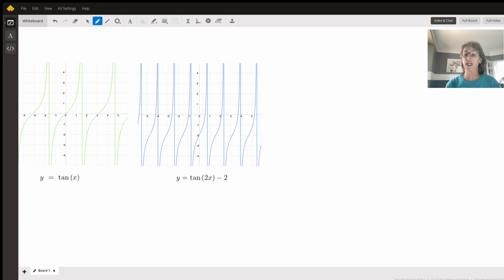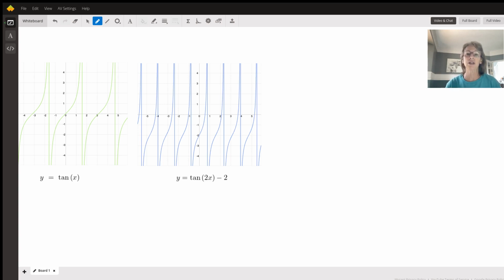So the period has changed. The period for tangent is always pi over b. B in this case is 2. So notice on the second graph, the blue one, the graph is compressed from right to left. So the period is smaller. It's pi over 2.